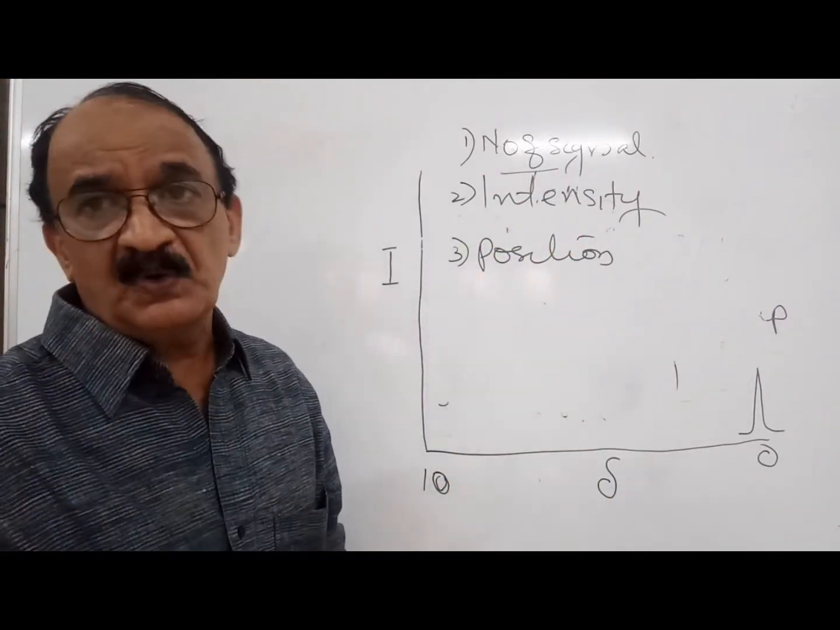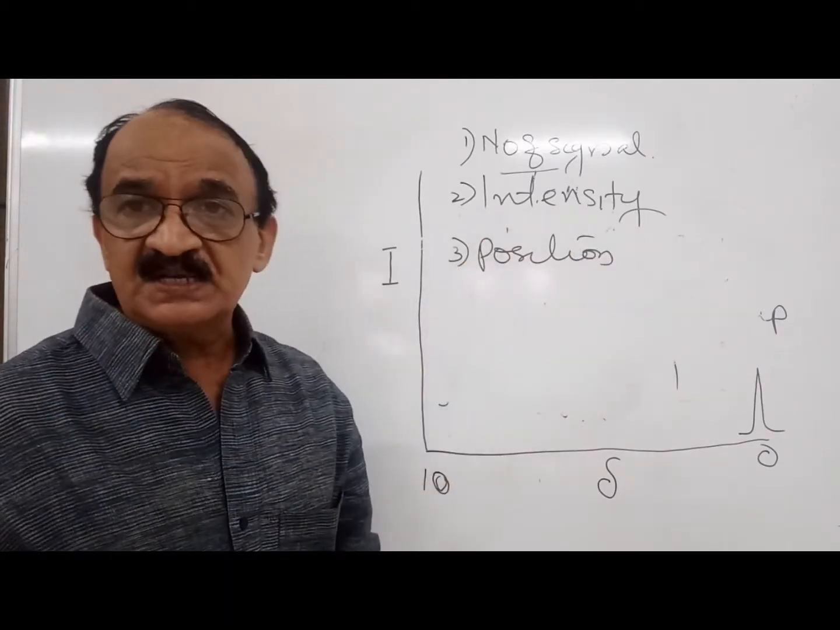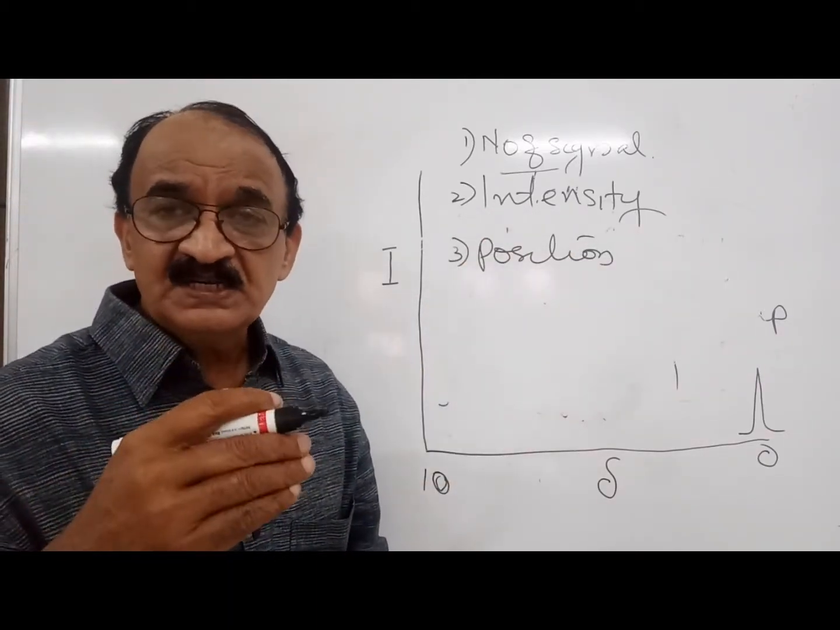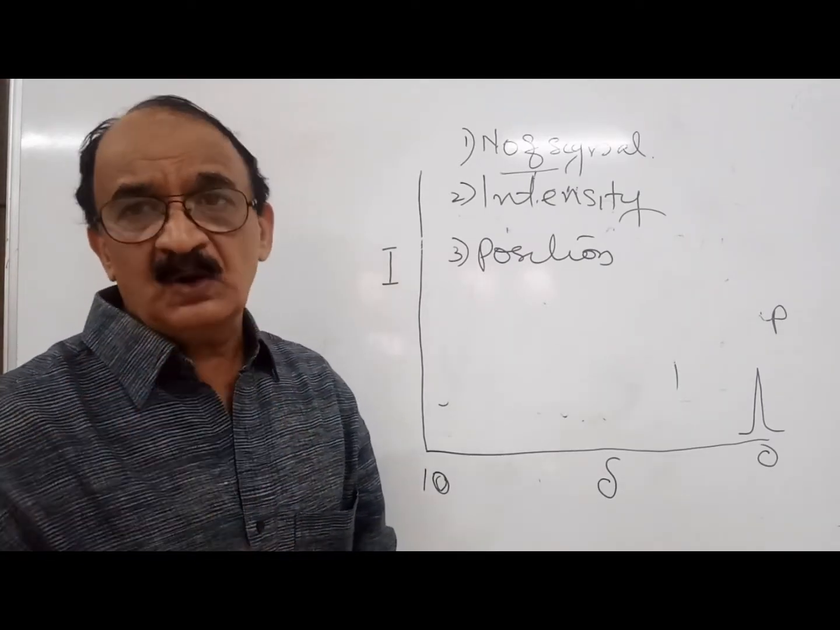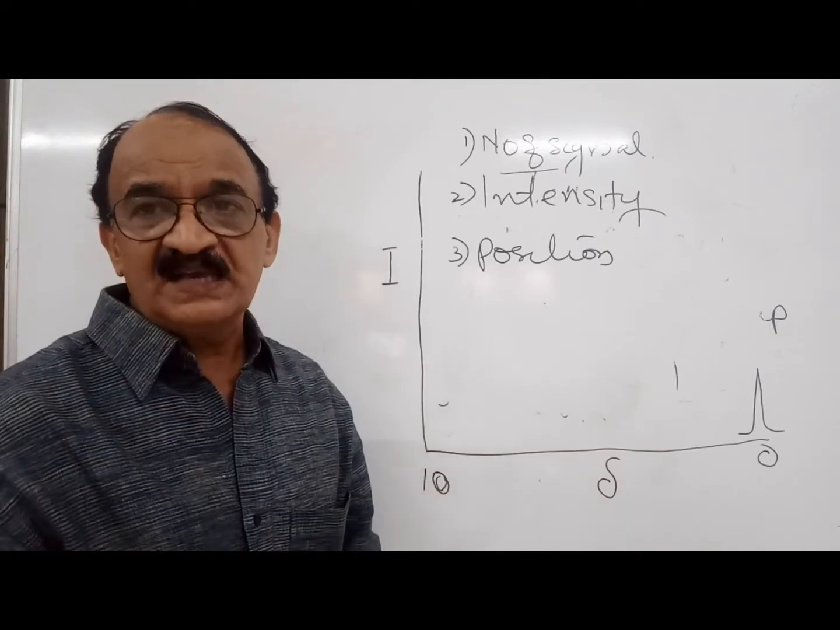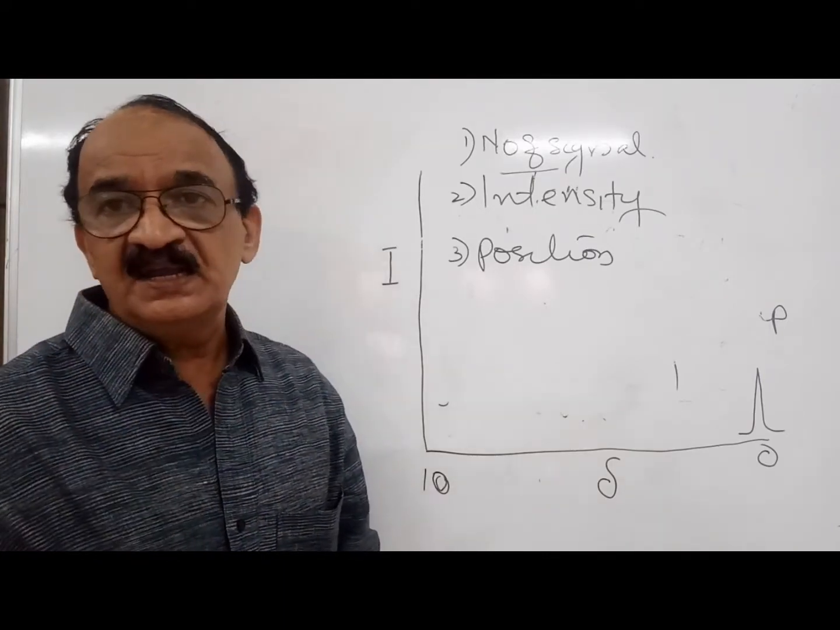Number of types of protons. Number 2, intensity of the signal. That is signal height. It depends on what? It depends on the number of contributing protons. The larger the number of contributing protons, the more the signal height, or the larger the signal intensity.